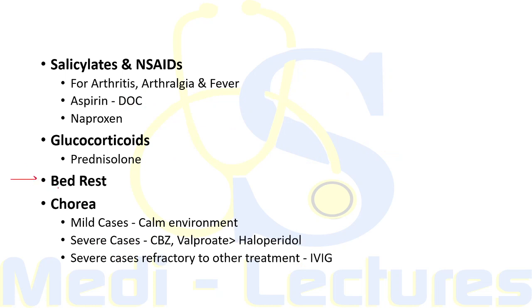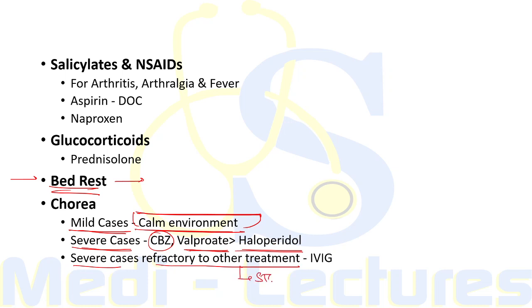Now bed rest should only be given till active arthritis and arthralgia, and the patient should be gradually mobilized to achieve good cardiac function. Now for chorea, in mild cases only a calm environment should be provided. For severe cases, carbamazepine and valproate are better than haloperidol, and for severe cases which are refractory to other treatment, we can use steroids, and if it is not responsive to steroids, we can also use intravenous immunoglobulins.